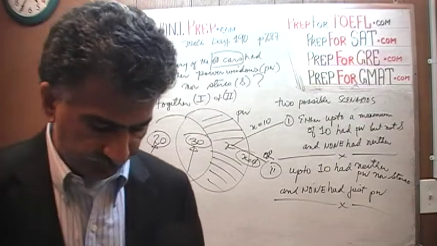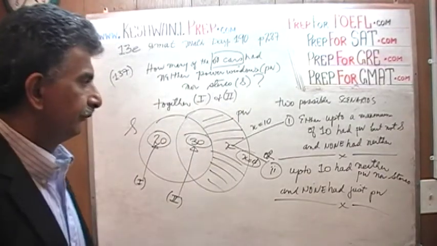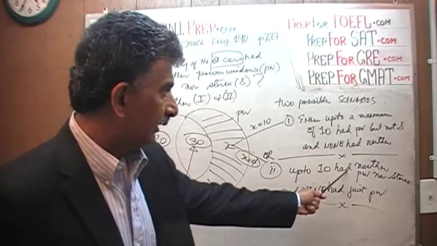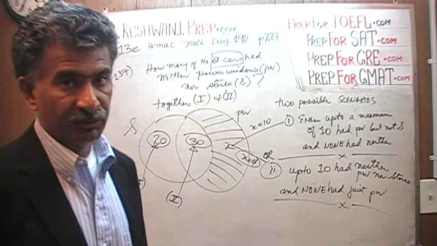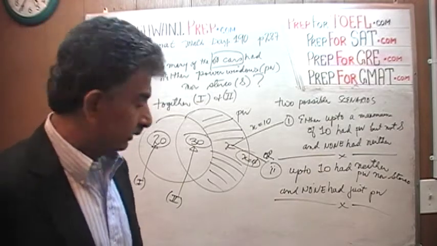The question is, which one is it? We want to find out how many had neither. It could be up to 10 which had neither, or it could be just 0. There were 0 cars with neither of these features. Well, which one? Or it could be anything in between. Who knows? The answer is E.